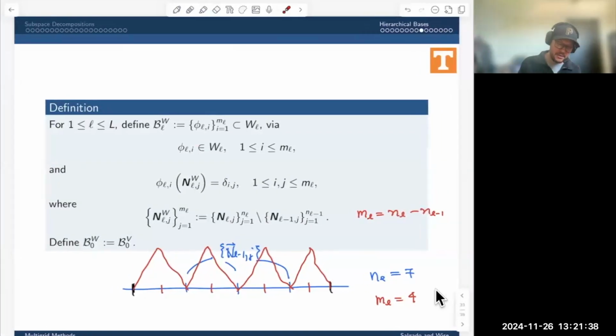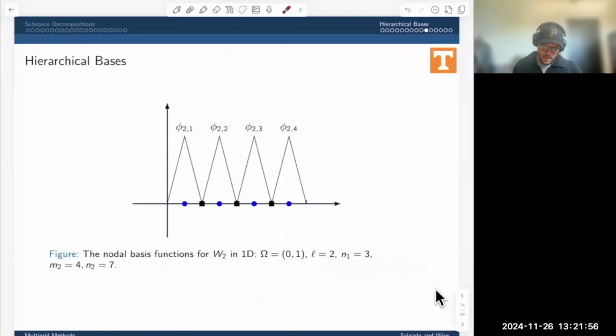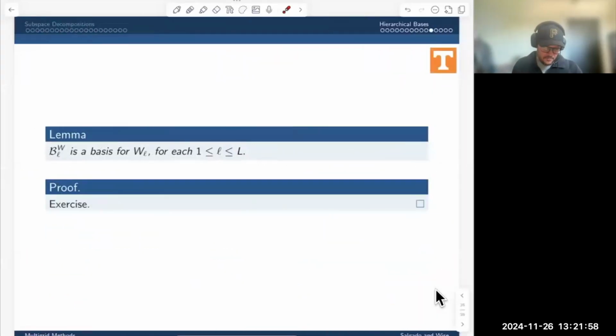Oh, but I missed it. I did miss an important point, which I just noticed and I want to emphasize, and that is this. The basis for level 0 is just taken to be exactly the basis for level 0 of V. Okay. All right. So this result says that that is actually a basis for WL. And I hope that that's clear. It shouldn't be too hard to put together a proof for that. I'm going to leave that as an exercise.